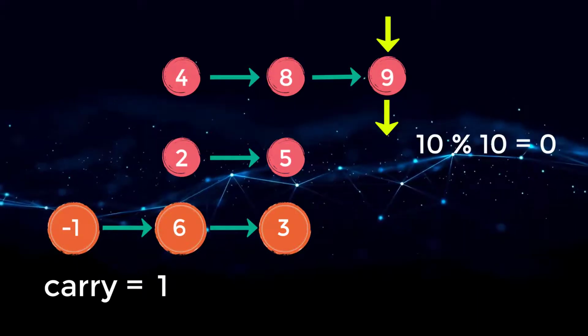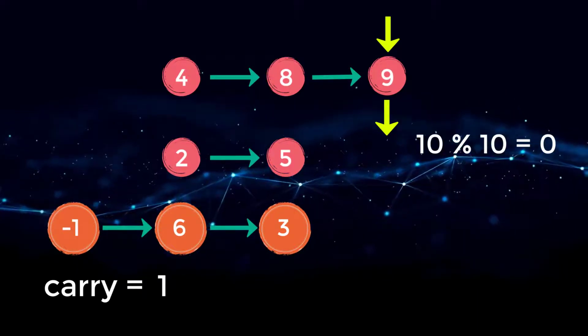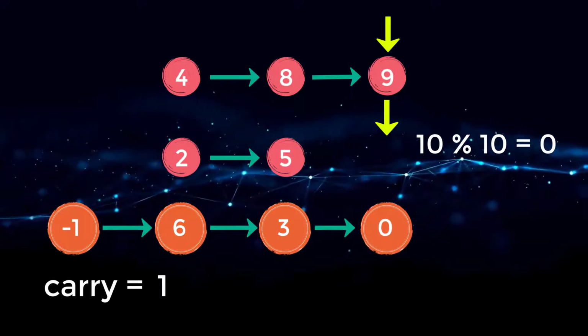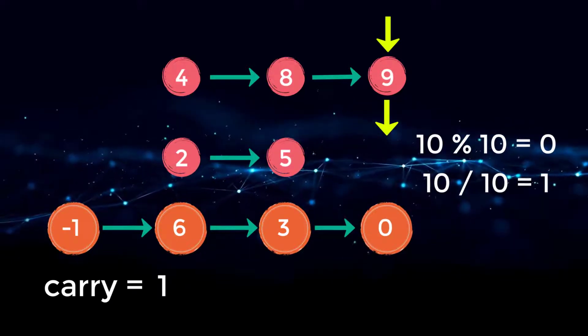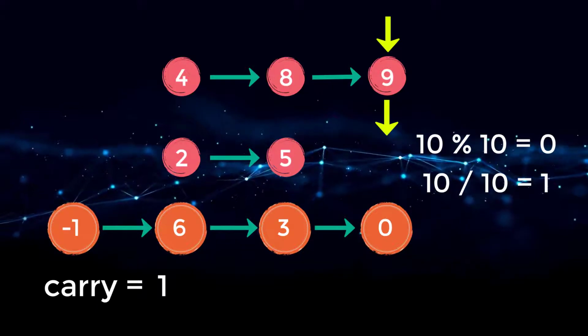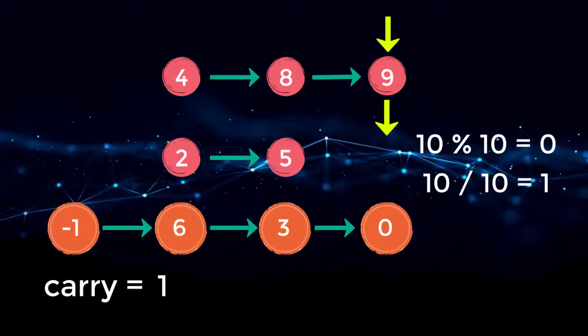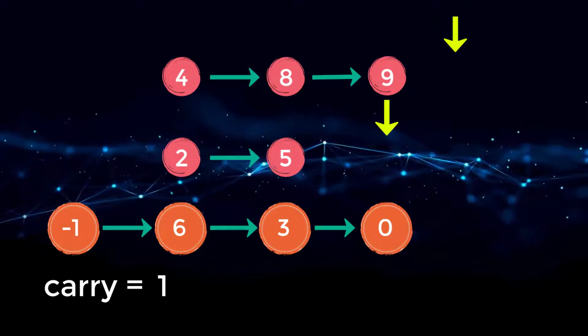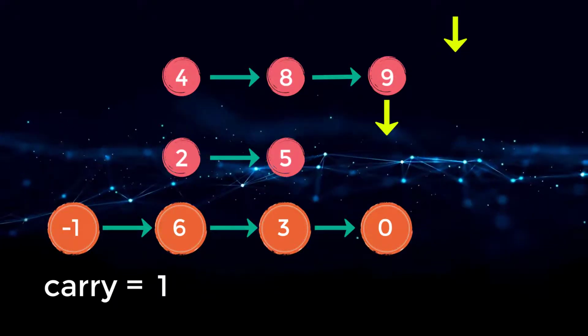So we do 10 mod 10, which equals 0. So we create a node with a value of 0 and append it to our list. Then we do 10 divided by 10, which equals 1. So that is going to be our new carry once again. We move our list 1 pointer forward once again, and now we are done iterating over our list.